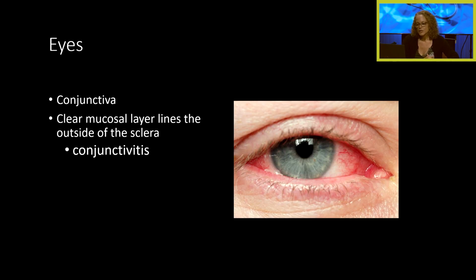So let's talk about the conjunctiva first. Here we can see that this individual has some conjunctivitis. We know this because we can see some redness around the mucosal layer, and this is the line outside, around the sclera. We see some redness. We see conjunctivitis, which really just means irritation, inflammation of the conjunctiva.